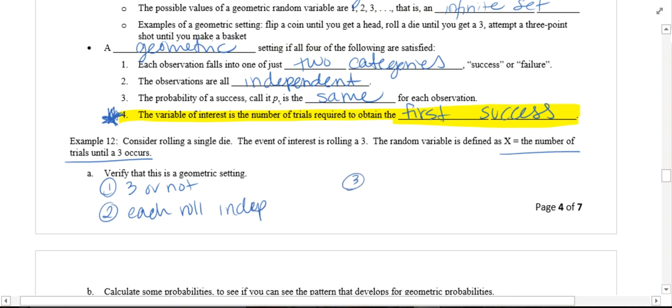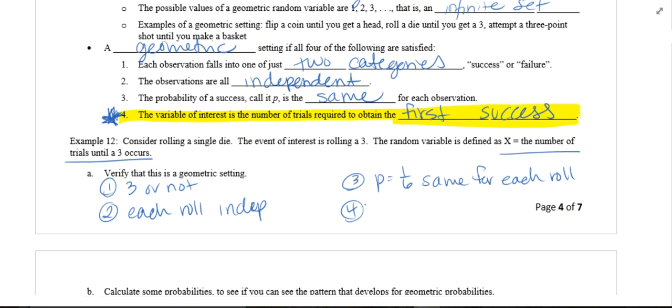Number 3, the probability of success is the same. Is that true? Probability of getting a 3 is the same each time? Yes, the probability equals 1/6 is the same for each roll. Okay, and then number 4, the variable of interest is until we get our first success. Is that what we are looking at here? Yep, we roll until a 3 occurs.